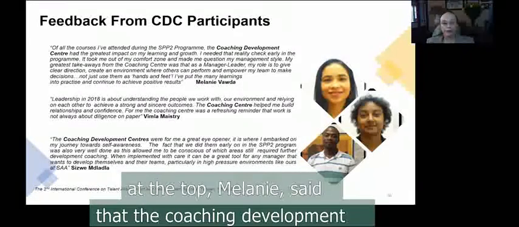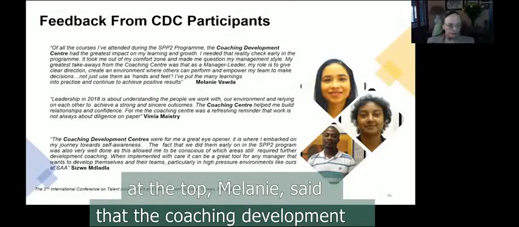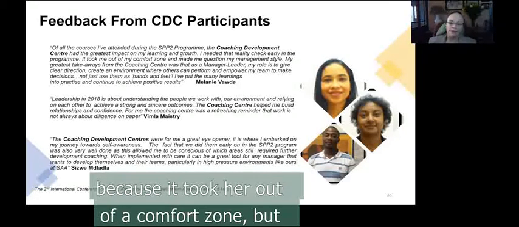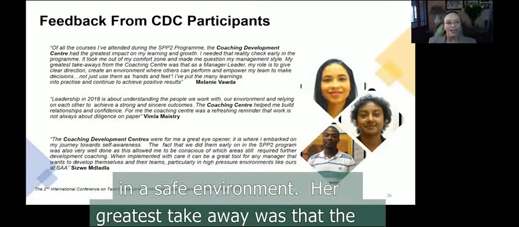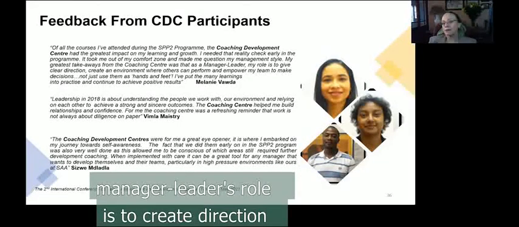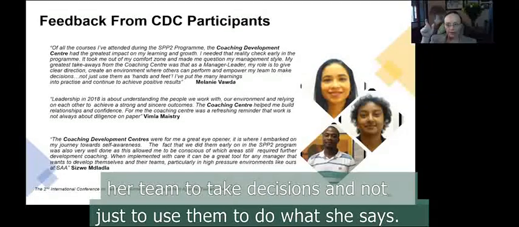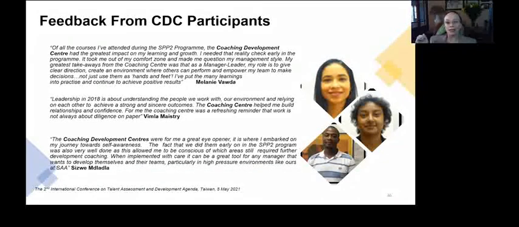And the lady at the top, Melanie, said that the coaching development center had the greatest impact on her whole development process, because it took her out of her comfort zone, but in a safe environment. Her greatest takeaway was that a manager leader's role is to create direction and an environment where people can perform. Remember the mind shift that I referred to that needs to happen before you can get to effective leadership behavior. That is what she's referring to.